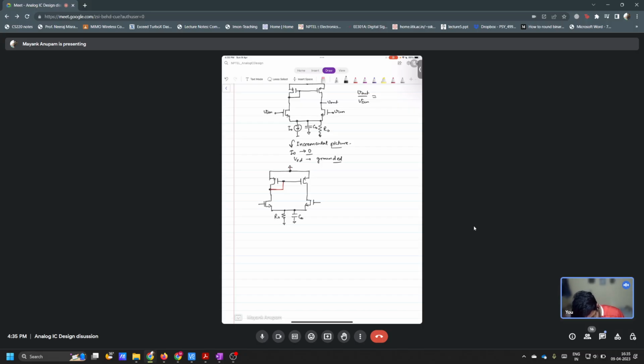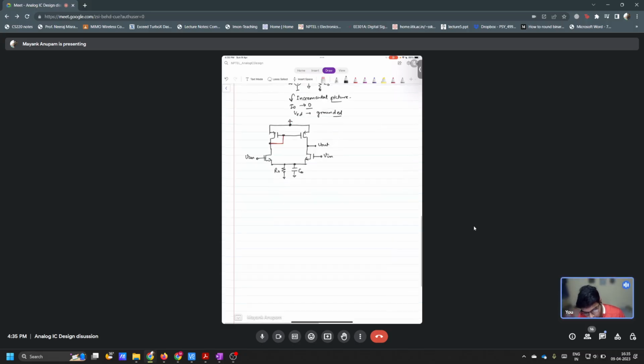So this is R0, this is C0. Now this is VCM, this is VCM, this is V out. Now tell me, you have applied equal VCM here and here. How will you find out what V out is? Sir, since both are increasing, the gate to source of both of the transistors are the same, so equal current will flow through them.